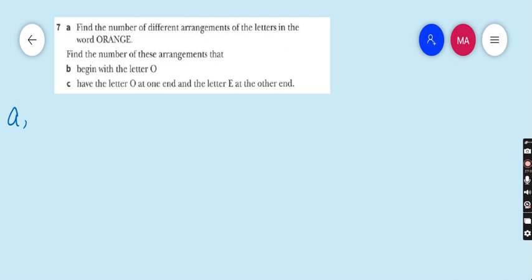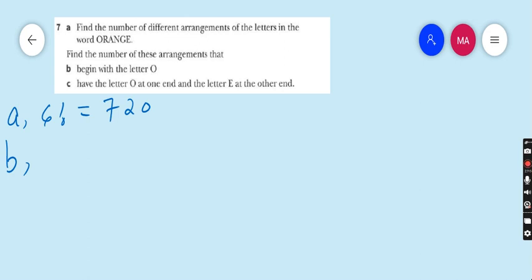So the first part is very easy. How many letters? 1, 2, 3, 4, 5, 6. So the answer should be 6 factorial, and 6 factorial is 720. Part B. Find the number of these arrangements that begin with the letter O.